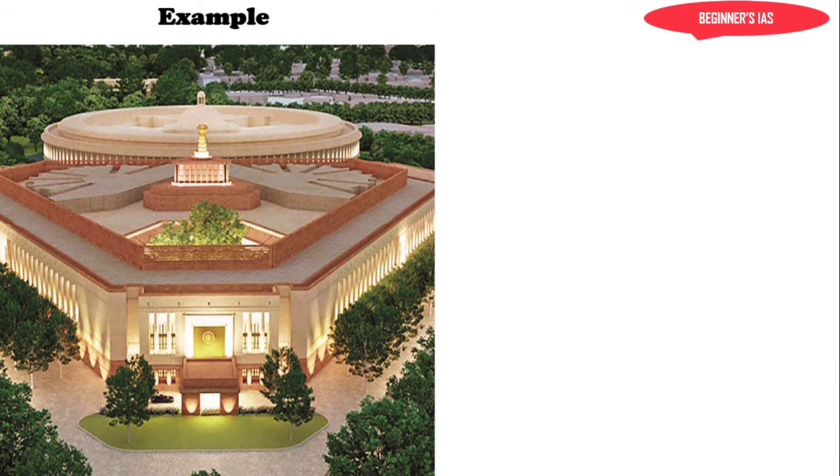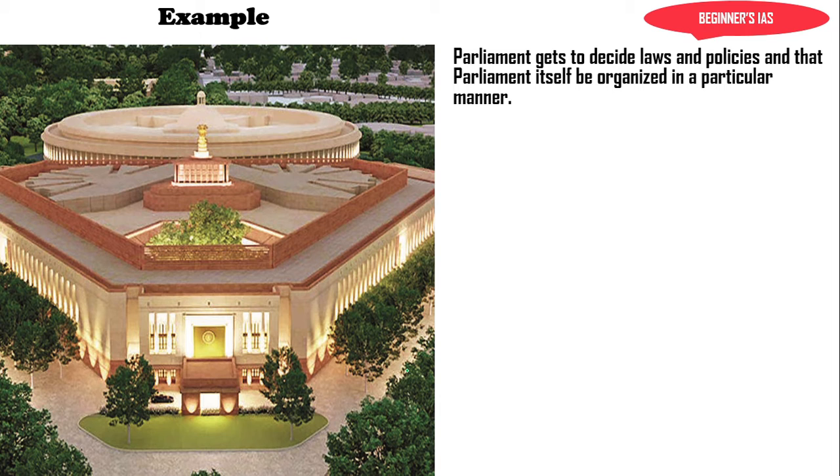Let us take the Indian constitution as an example. Here I am just taking our Indian parliament as an example. It is specified that in most instances the parliament gets to decide the laws and policies, and that the parliament itself be organized in a particular manner. That is very important.